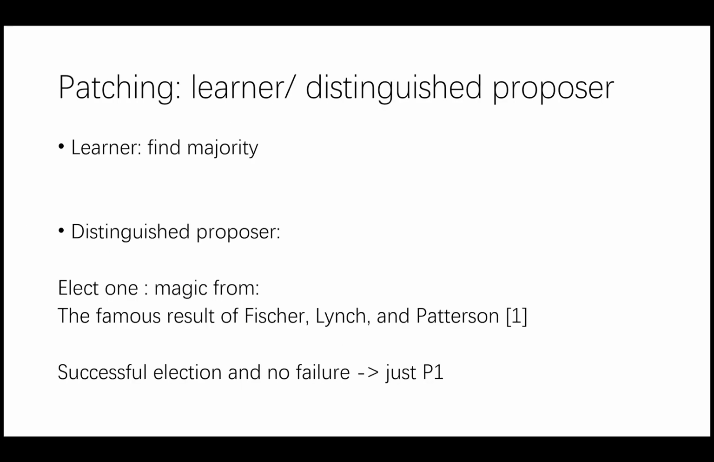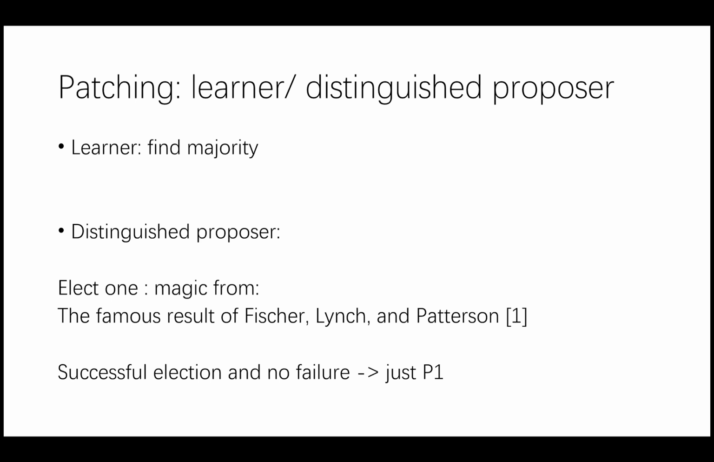Now the algorithm is almost finished. We will just make two patches here. The first one is the learner. The learner is just to learn the decision of the majority got by a proposer, then dispatch it to others. The second one is the distinguished proposer.